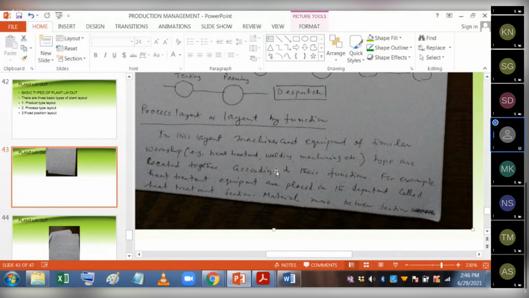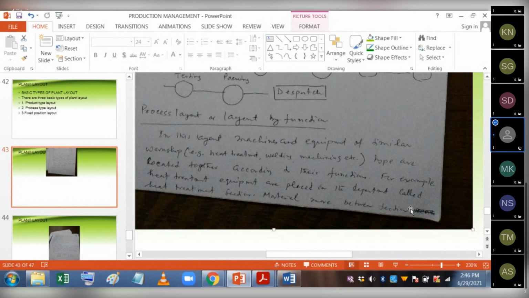So in a process type layout, machines and equipment of similar workshop are grouped. For example, heat treatment, welding, machining, all these things are clustered together. Welding shop, machining shop, heat treatment shop, everything is in a different place. And the components come and the planning department has to handle it, deciding which to do first and which later. So the planning becomes difficult.